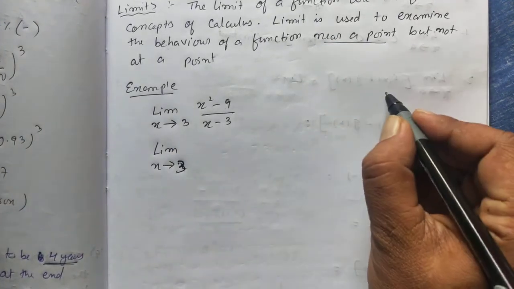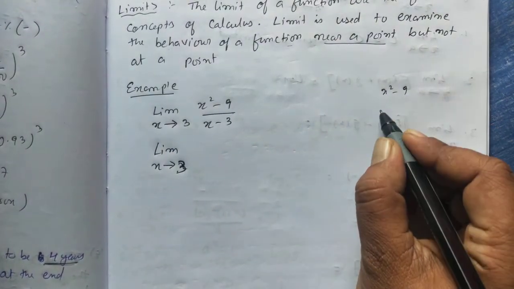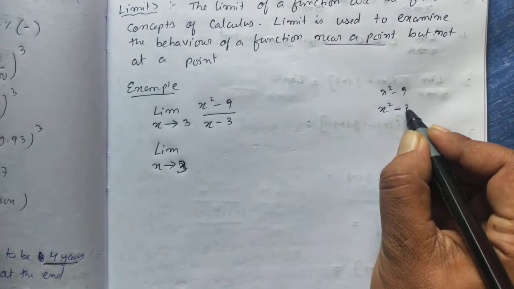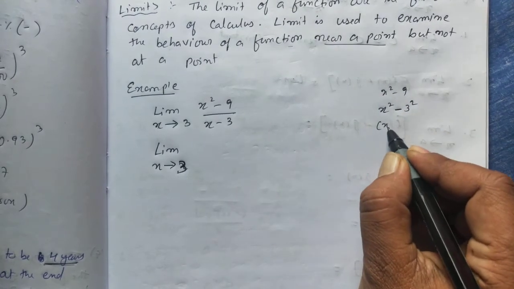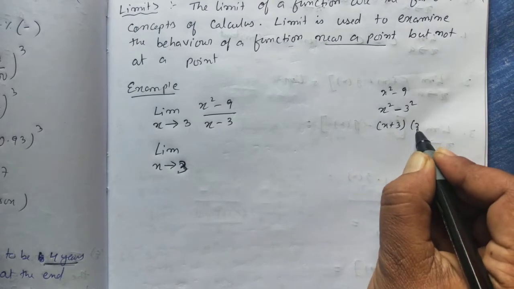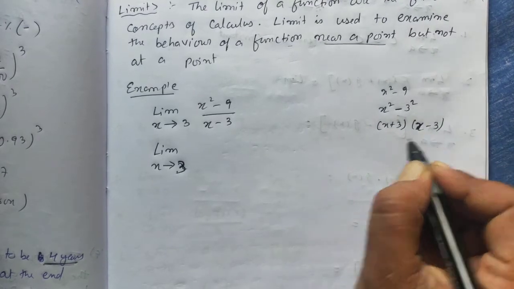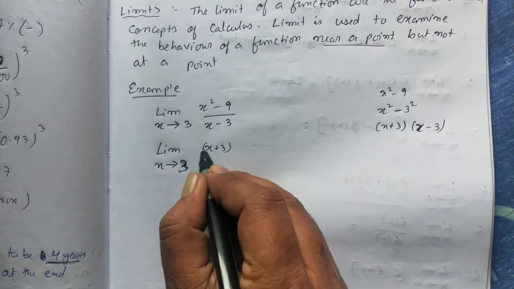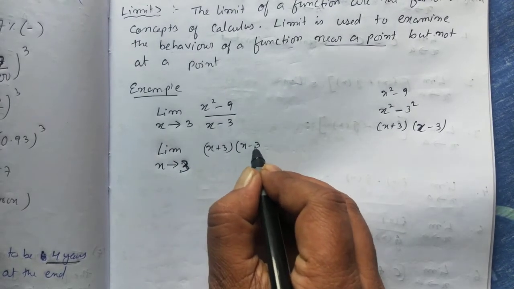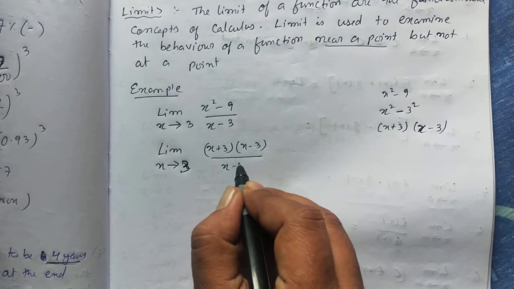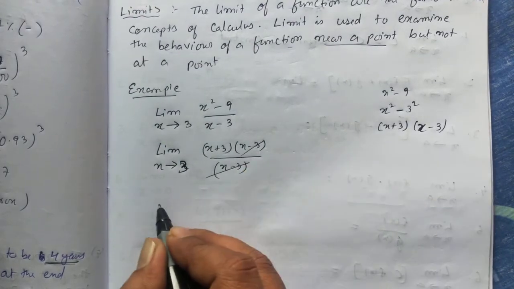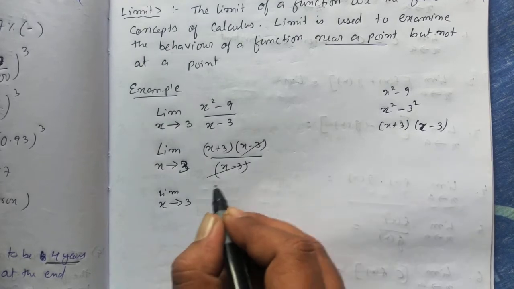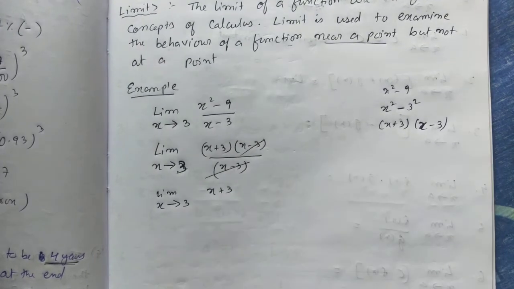So in x square minus 9, I can write 9 as 3 square. So this is in the form a plus b, a minus b. In place of x square minus 9, we can write (x plus 3)(x minus 3) divided by x minus 3. That means I can cancel this, and I get the limit as x tends to 3 of x plus 3.